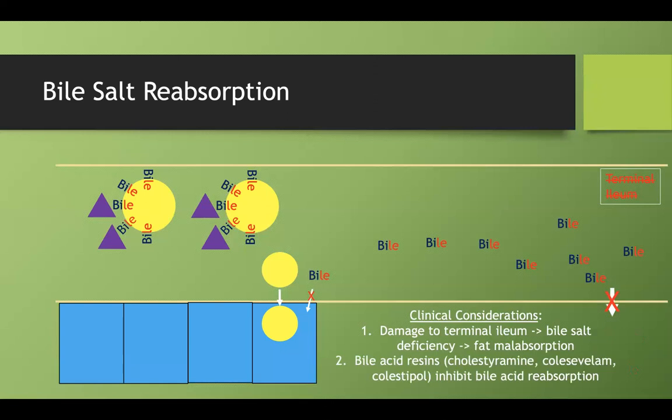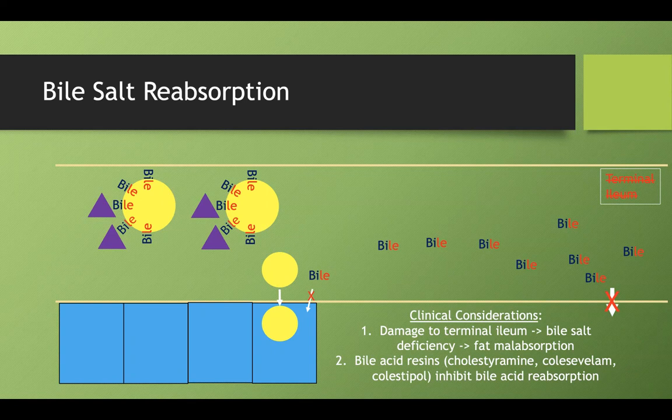Another thing to note when we're thinking about different cholesterol medications, there's a few things called bile acid resins, like cholestyramine, colestipol, and colesevelam, and these intentionally inhibit this bile acid reabsorption by binding to the bile and not letting it escape in the terminal ileum.